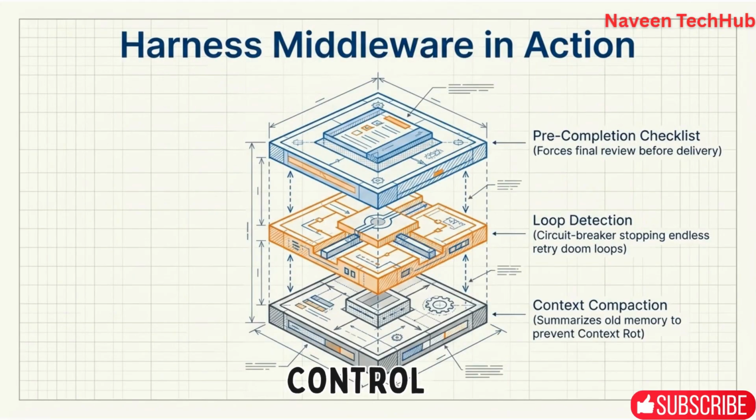Middleware adds advanced control to the system. For example, loop detection to stop infinite cycles, checklists to enforce rules, context compaction to manage long tasks. These make agents stable and efficient.